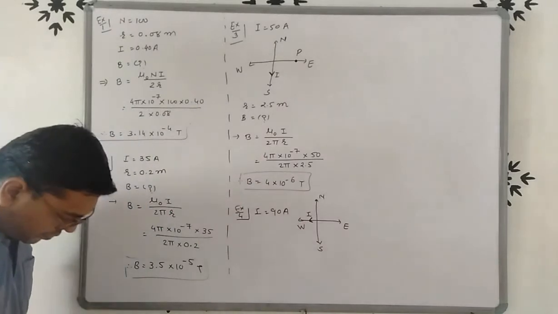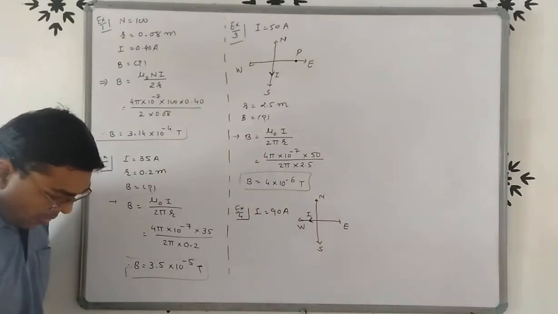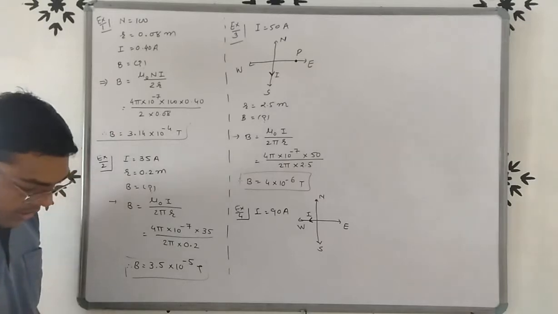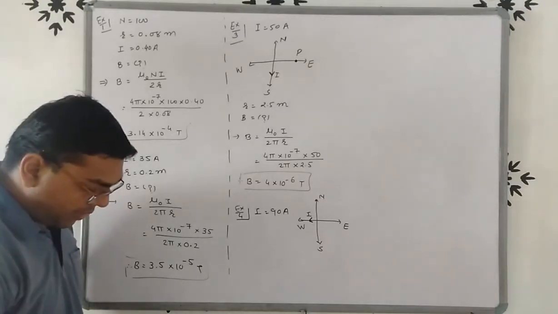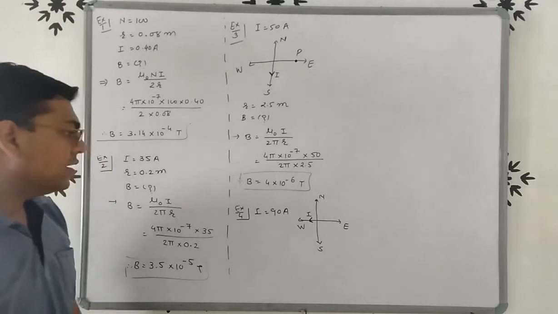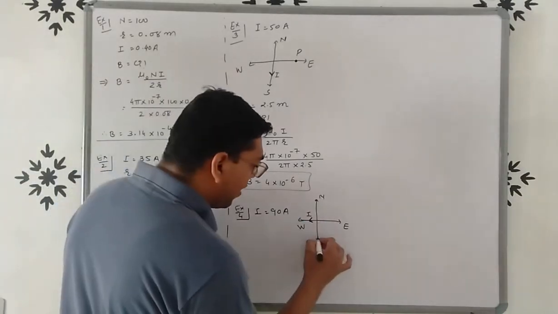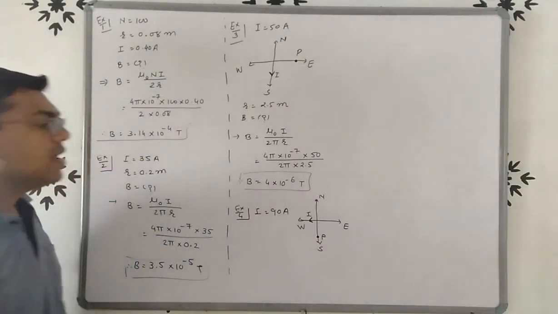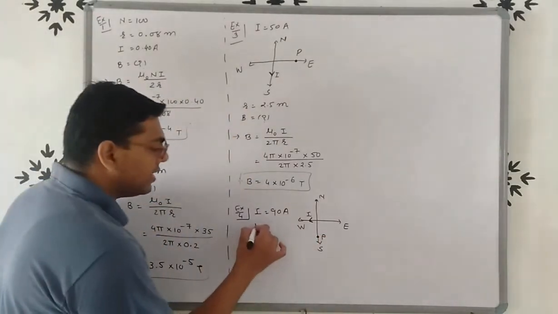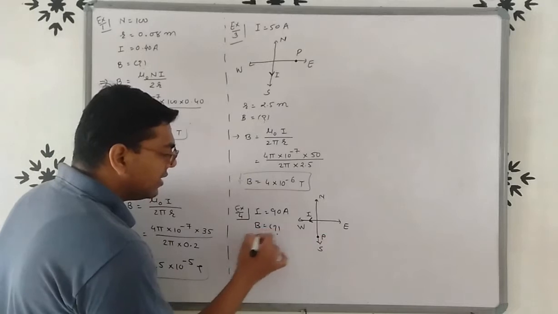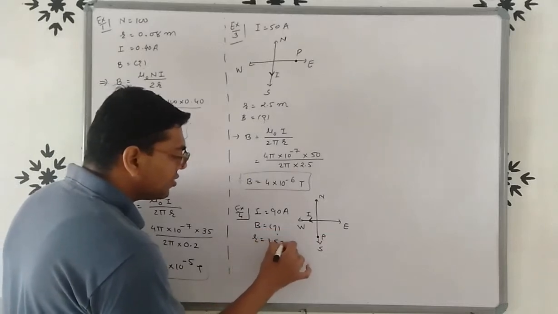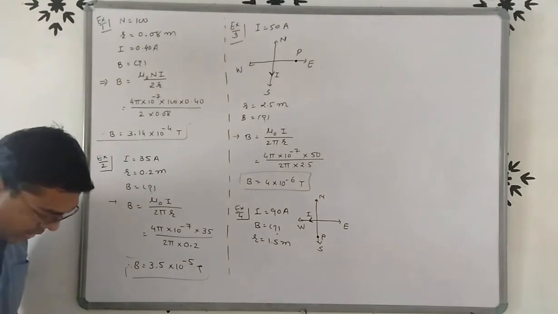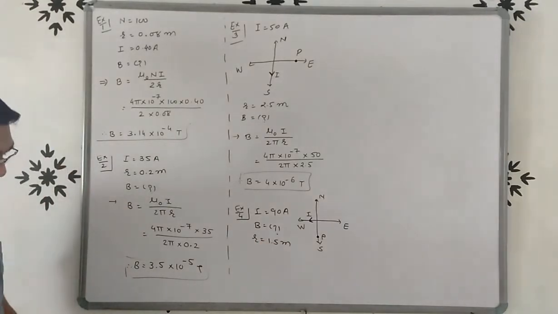Now, what is the magnitude and direction of magnetic field due to current 1.5 meter below the line? So here somewhere point P. Here we have to find out the direction and magnitude of magnetic field B. And here the distance is given, r is equal to 1.5 meter. Right? Okay.